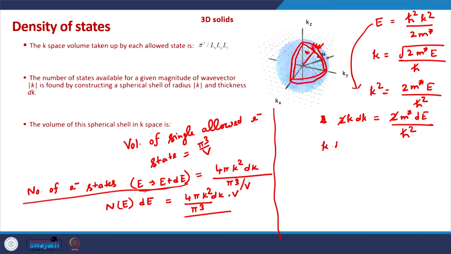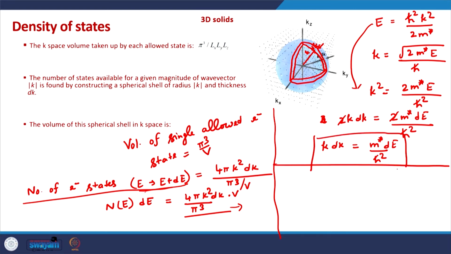So, k dk is equal to m star dE by h bar square. So, this we will put here in this expression. So, by using this relationship and this E relationship for the k value, dE is 4 by pi, and pi cube becomes pi square.